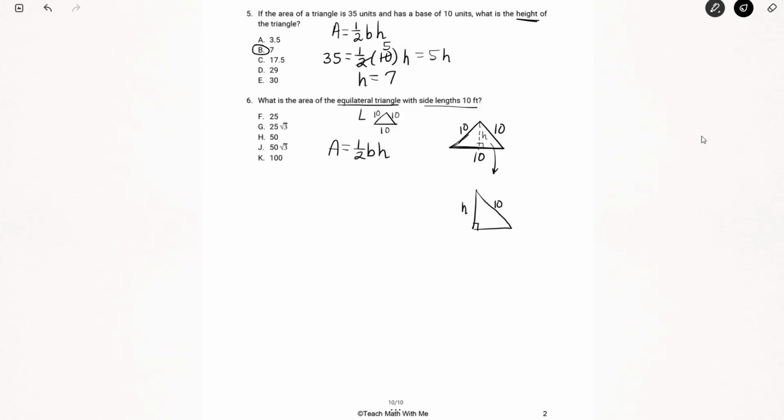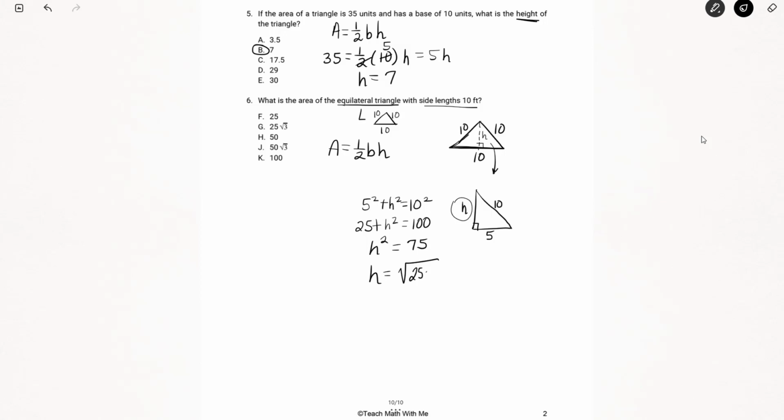Well, when we draw this leg down here, it will come from the center of this angle, it's going to split that base in half. So now this particular triangle, this right triangle, has a base of 5. Now, we can use Pythagorean theorem to solve for h, and we know that we have 5 squared plus h squared equals 10 squared. So we have 25 plus h squared equals 100. We want to solve for h.